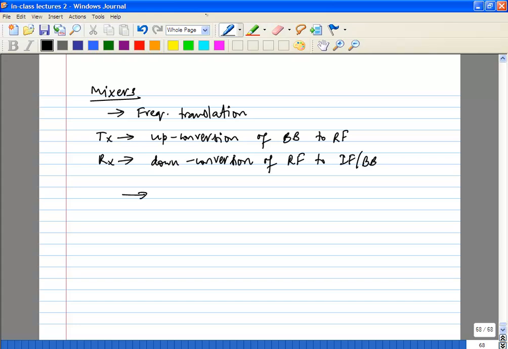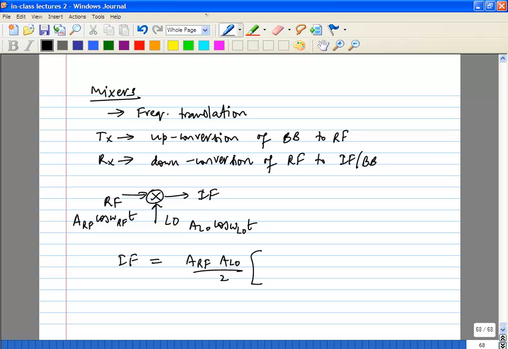We have looked at this many times before. A simple model of the mixer is just a multiplier. If you assume the inputs are A_RF cos omega_RF t and A_LO cos omega_LO t, we've calculated this many times before. You can just multiply and collect the common terms.